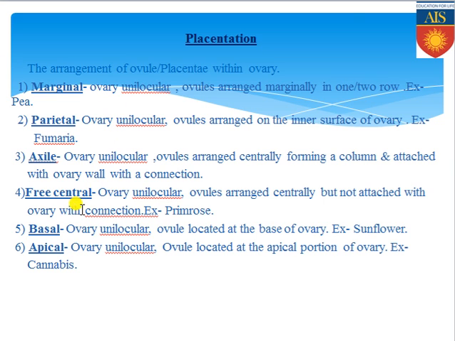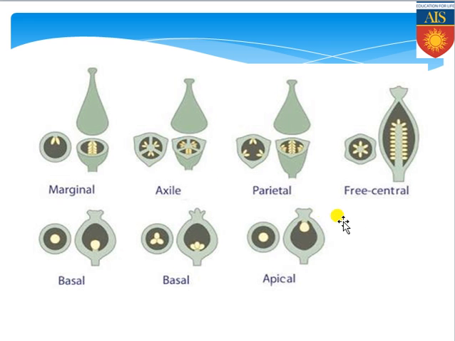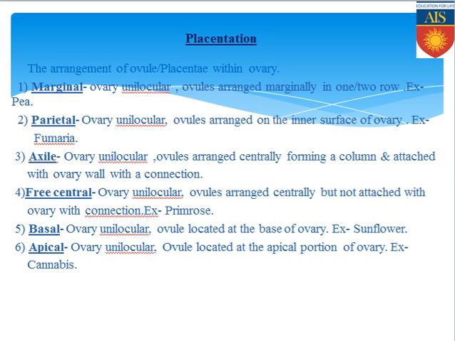If you come to the free central, obviously you can understand the ovary is unilocular and ovules are arranged centrally, but no attachment is there in between the central column and the ovary wall. So this is free central. You can see here, this is a centrally located column and that is not connected with the inner wall of the ovary, because ovules are actually arranged in such a manner and there is no ovary wall.